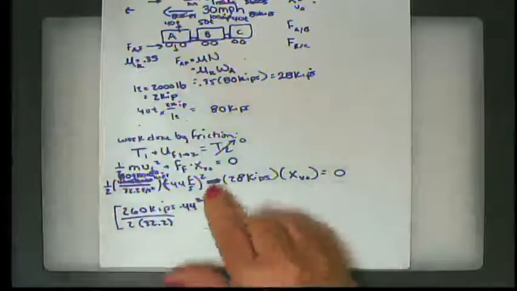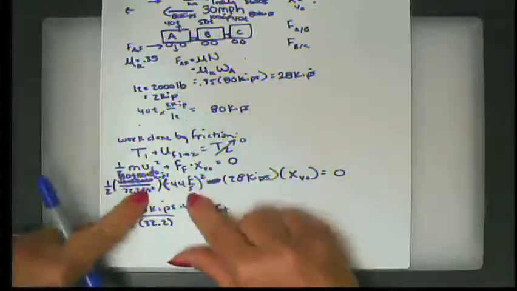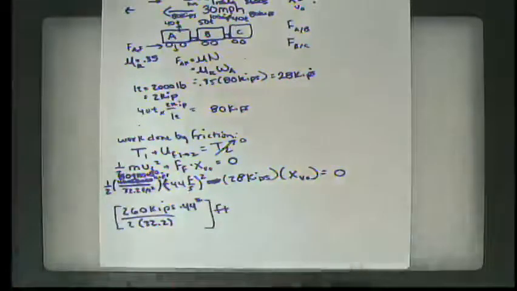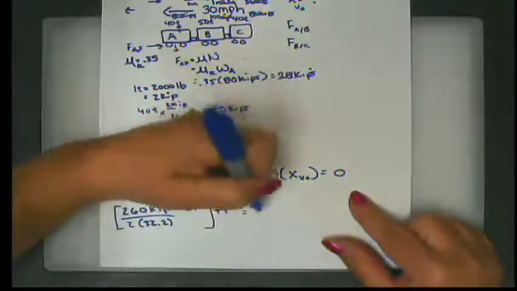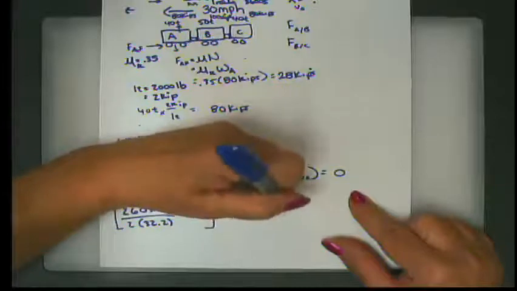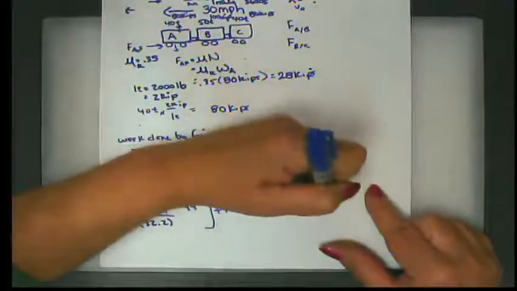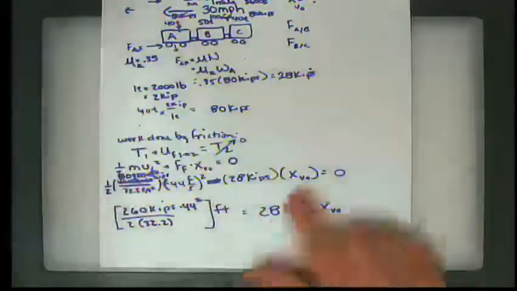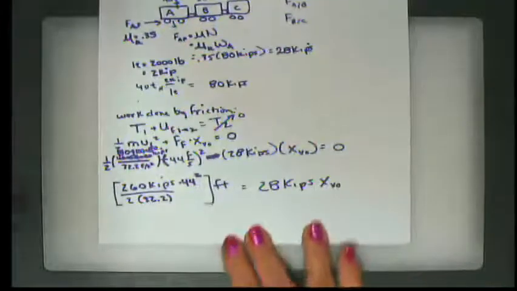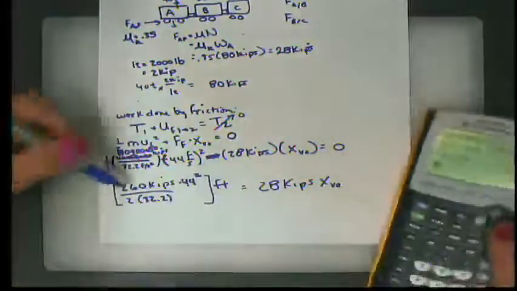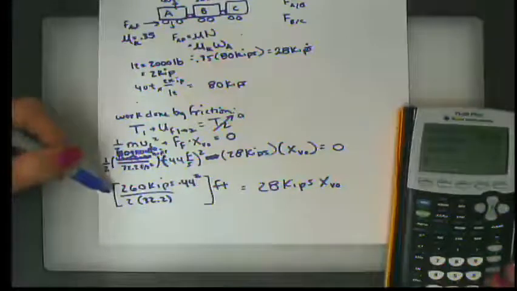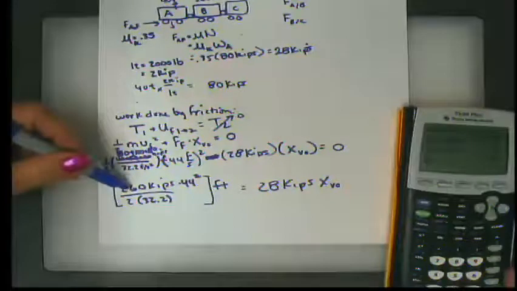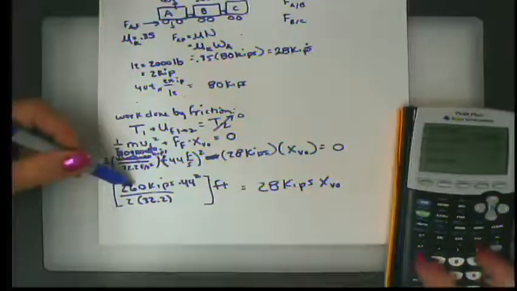Just kips times feet, because I have feet squared, only feet, but second squared cancels second squared. And that's going to equal 28 kips times that x distance. When I bring it over to the other side, it becomes a positive. So if I do the math over here, 260 times 44 squared.